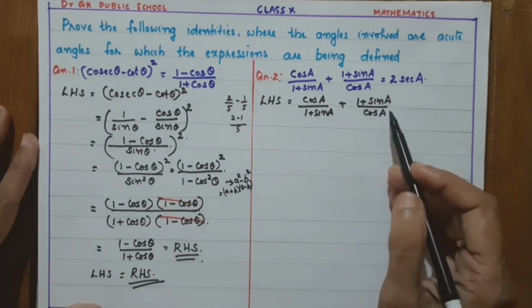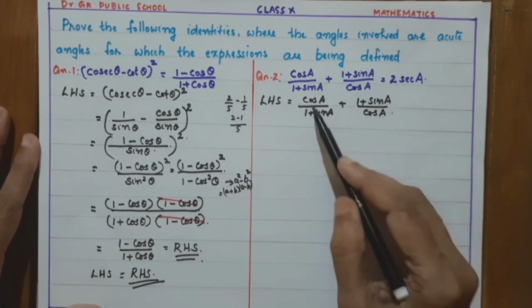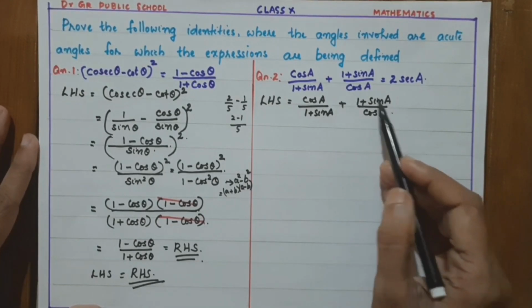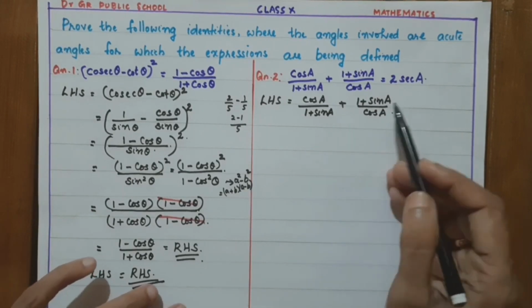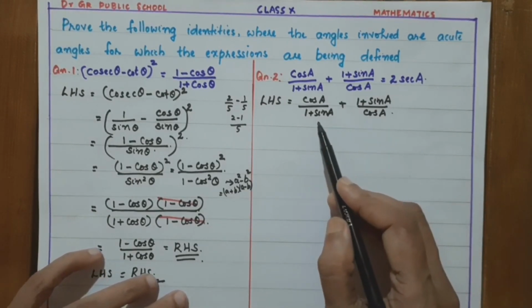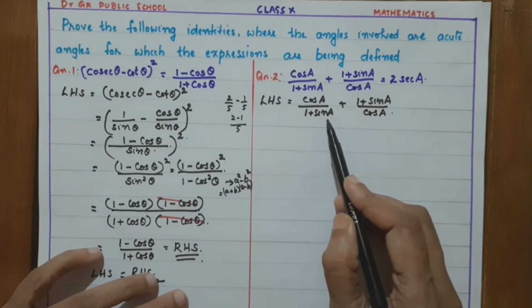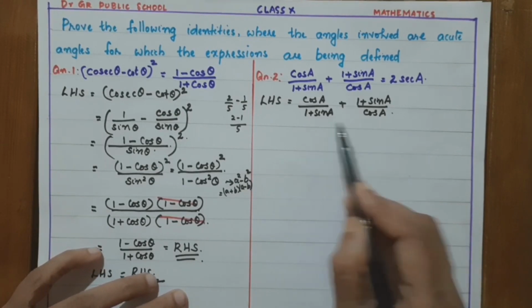So what can we do? Here you can see the rational form. So usually when we have rational form, what do we do? We go for the LCM. Isn't it? So here the denominators are 1 plus sin A and cos A. What is the LCM?